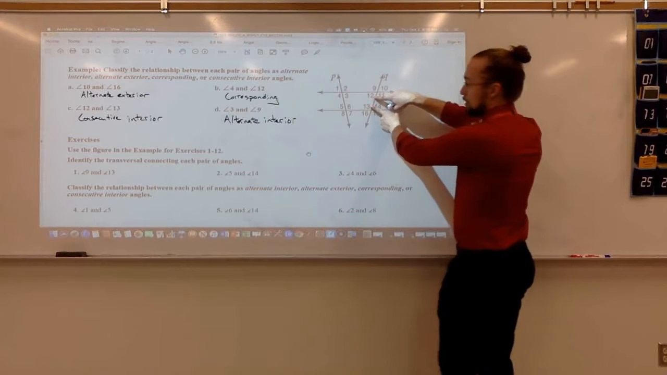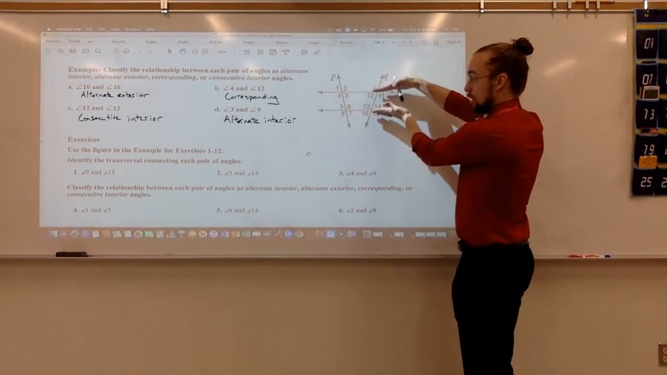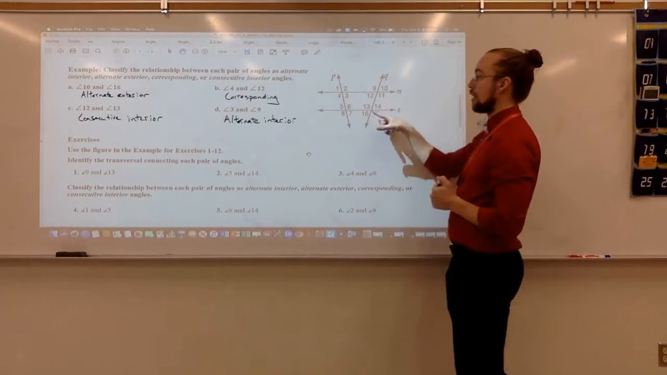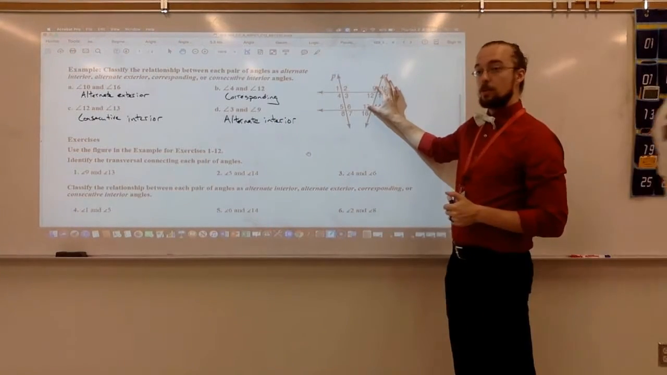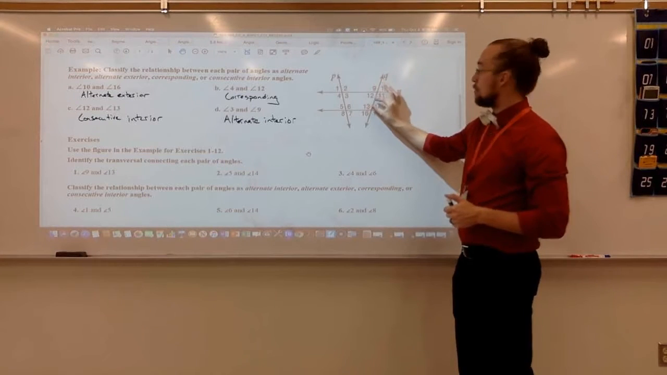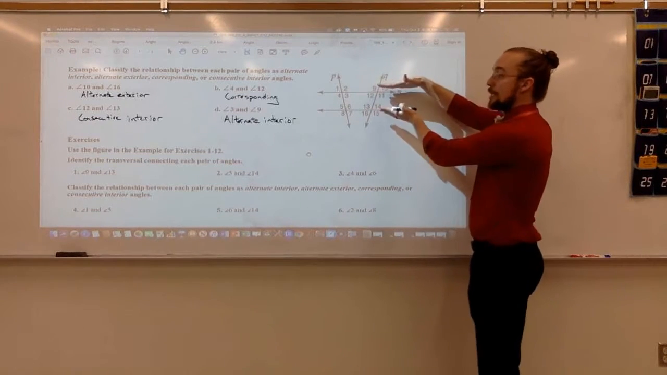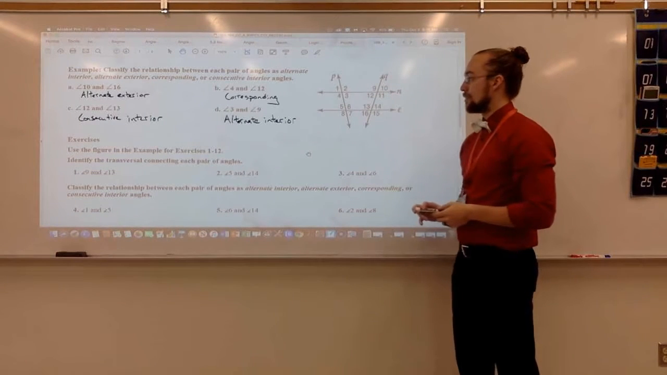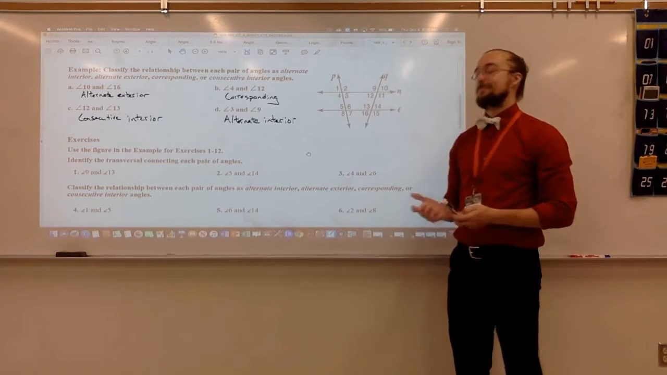So 12 and 13, they're both on the inside, right? They're not in the same position on the other line. Like 9 and 13 would be corresponding. But 12 and 13 are both on the inside of those lines. Oh, I looked at 4 and 8 and 4 and 5, up to the top of the picture.